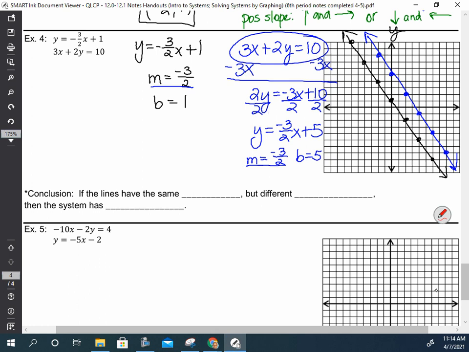Do you see what I see? They're parallel to each other. So, since these are parallel, this is no solution. Parallel lines have no solution because they will never touch each other. So, no solution. Parallel lines never touch each other, so you have no solution.